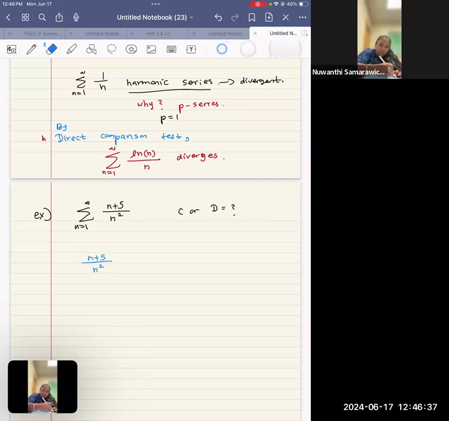Here we are adding something to the numerator. That means this is greater than n over n squared, right? It's just a simple idea. If the numerator is greater, then the fraction also increases, because n plus 5 is greater than n. Then we are going to write this as a series.